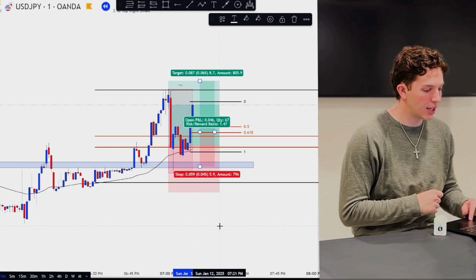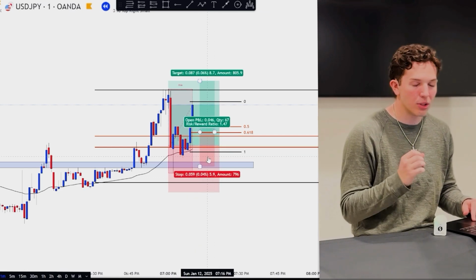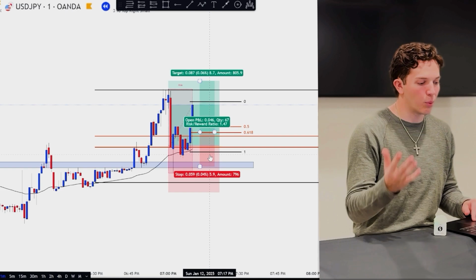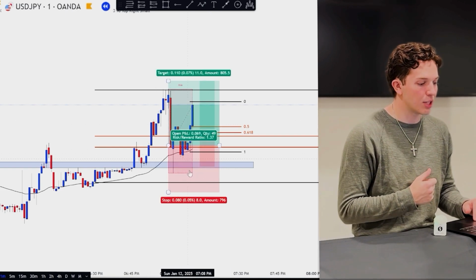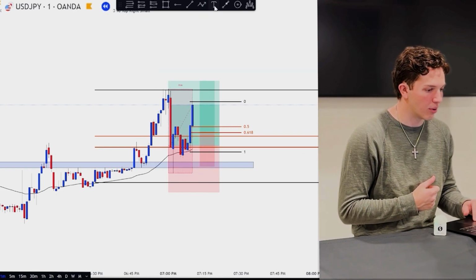Or the other thing that I like to do is I want to keep my stop loss a little bit shorter for whatever the reason may be. In this case, I was keeping it below the market structure point right here.